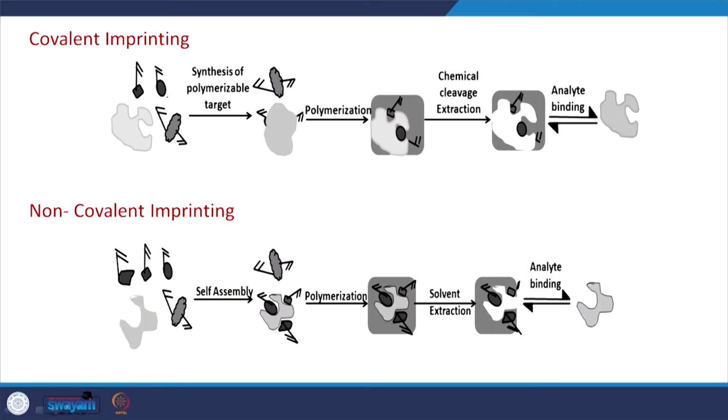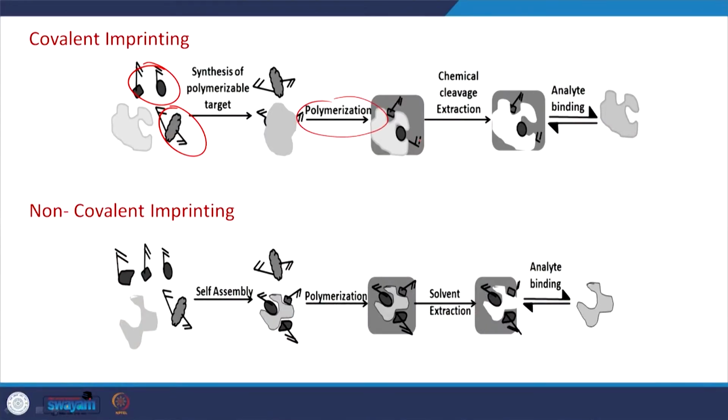Okay. So, there are two kinds of imprinting, one is covalent imprinting, another one is non-covalent imprinting. In covalent imprinting, you take the template molecule and the cross linkers together, and first they are allowed to react, and then they are copolymerized with the polymer. So, you have these guys working together and then they get polymerized, and then you need a chemical cleavage reaction to take this out.